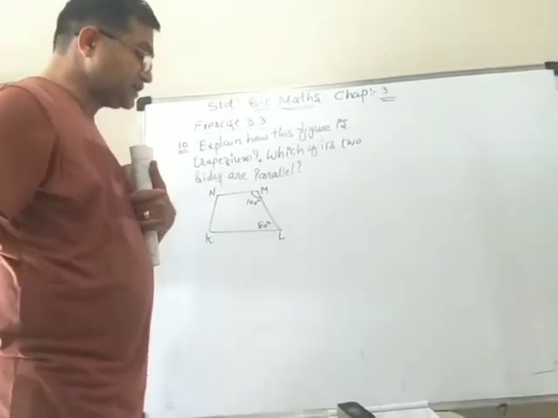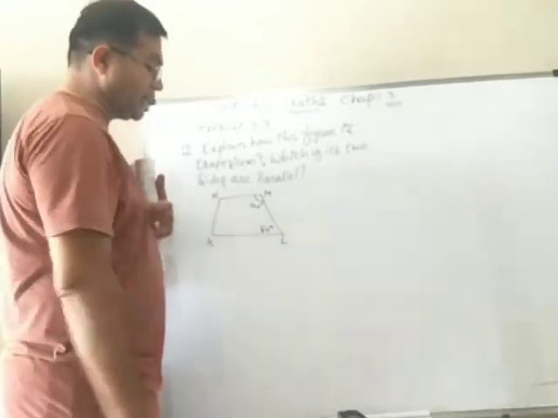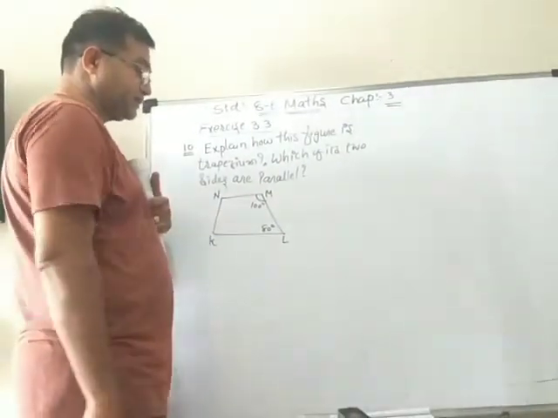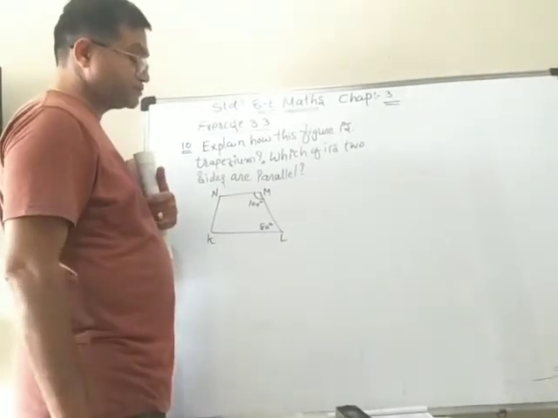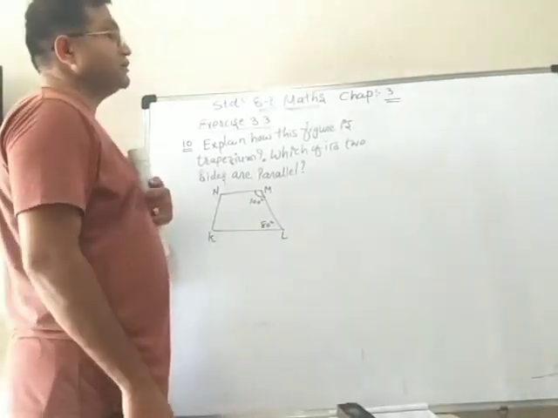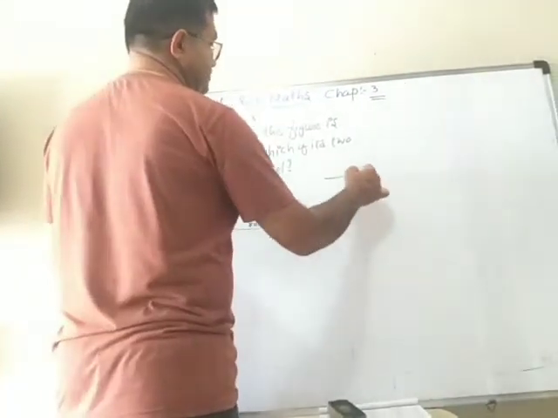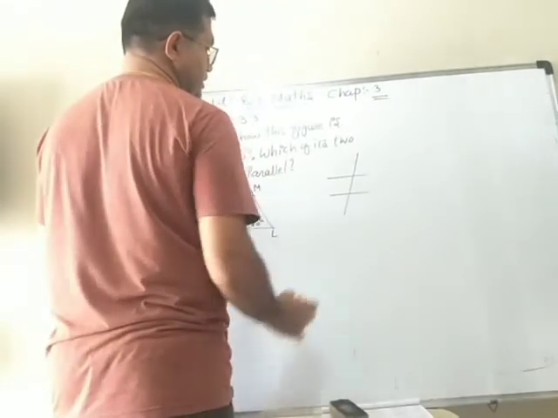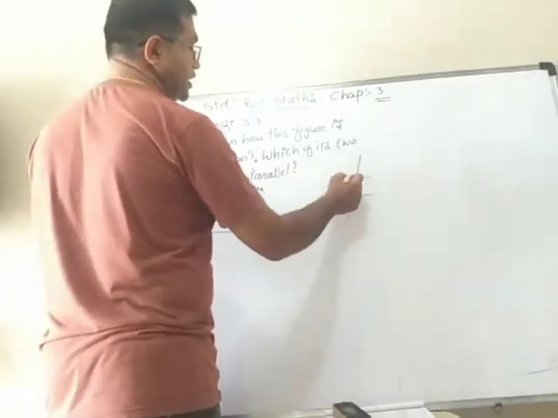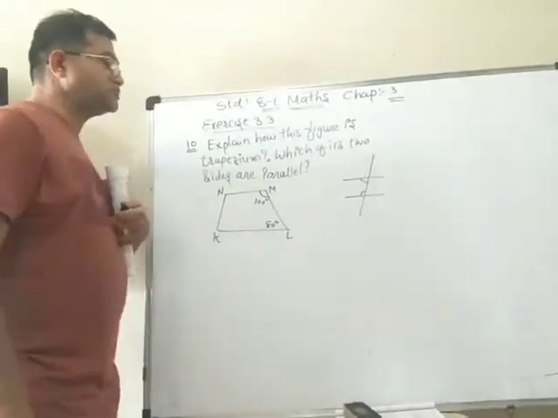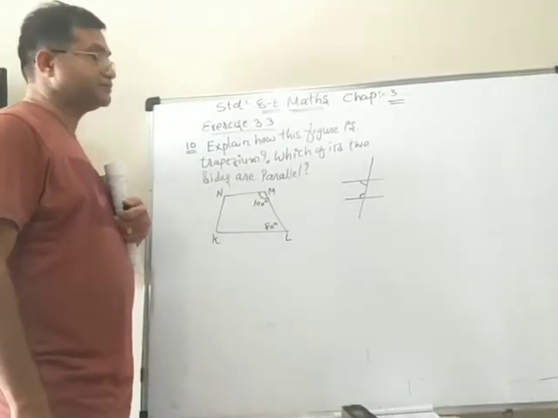So here 100 plus 80 is equal to 180 degree. It means that angle M and angle L are supplementary. So how is it possible that it is parallel? Because we learned in standard 7 that when a transversal cuts two parallel lines, then the interior angles on the same side of the transversal are supplementary.